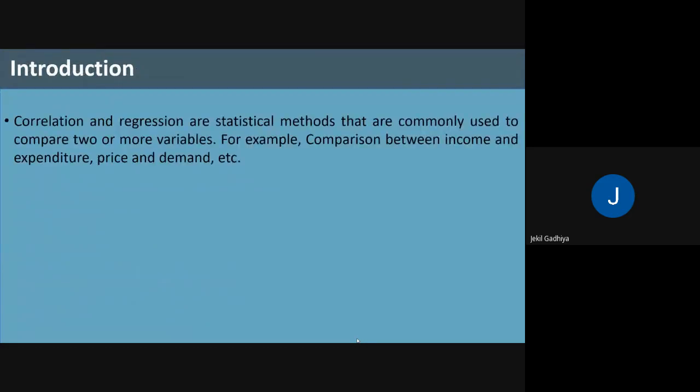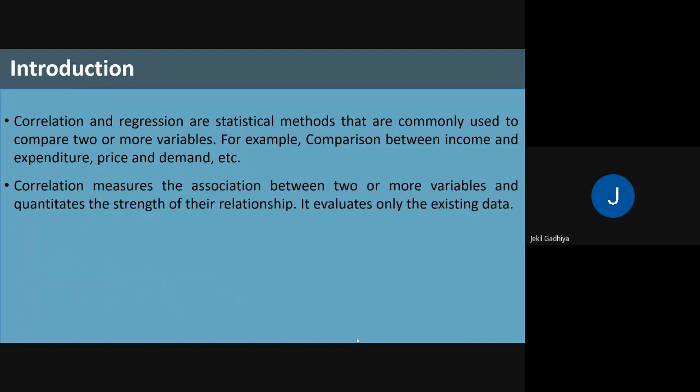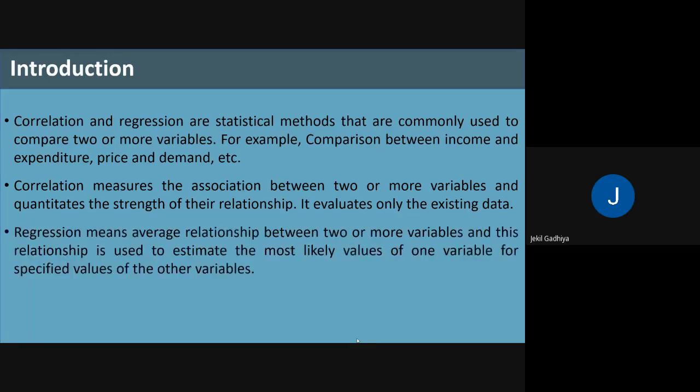Correlation and regression are statistical methods that are commonly used to compare two or more variables. For example, comparison between income and expenditure, price and demand, etc. Correlation measures the association between two or more variables and quantifies the strength of the relationship. It evaluates only the existing data. Whereas regression means the average relationship between two or more variables, and this relationship is used to estimate the most likely values of one variable for specified values of the other variable.